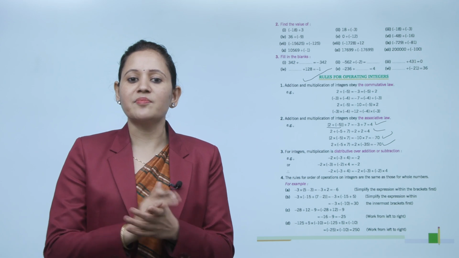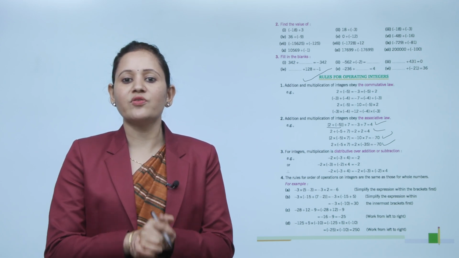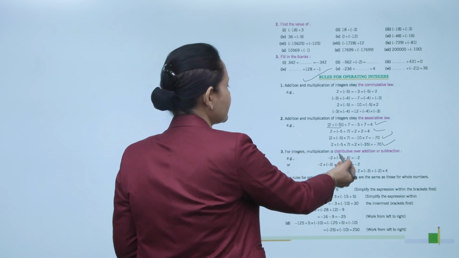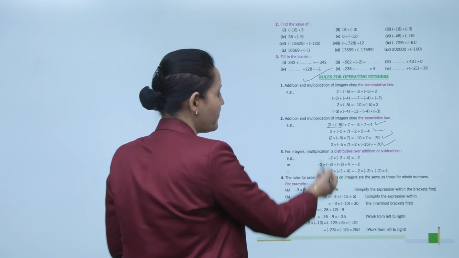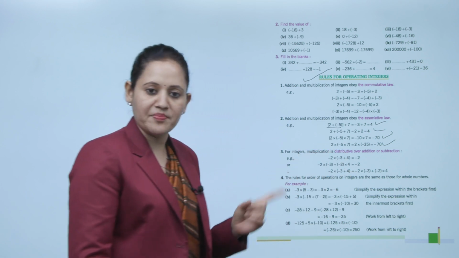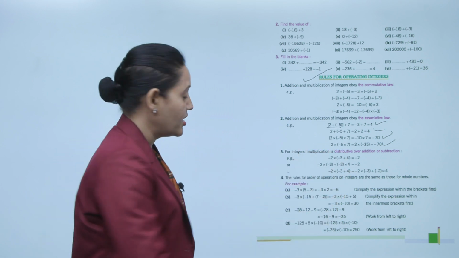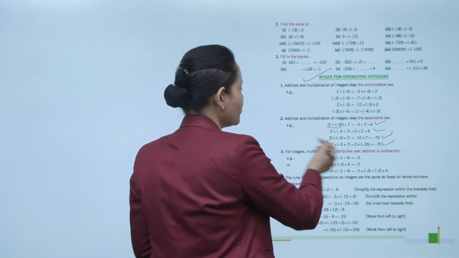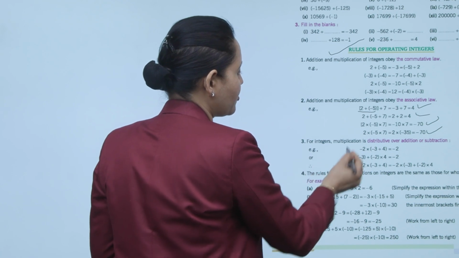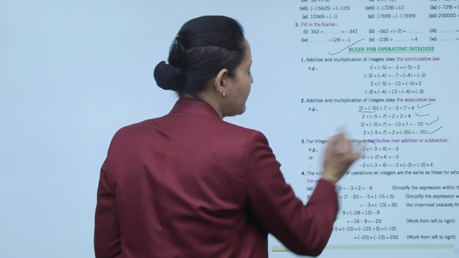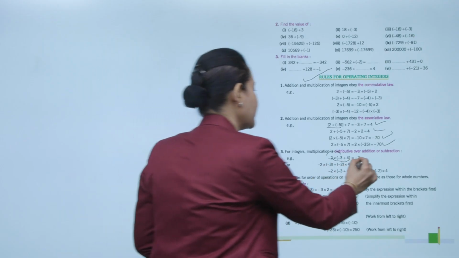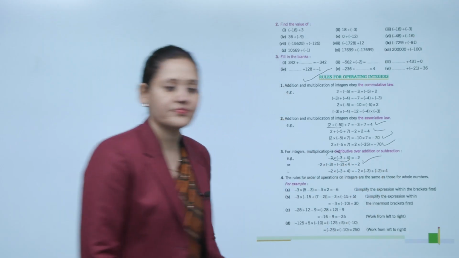Third, for integers, multiplication is distributive over addition or subtraction. Like here, -2 multiplied by (-3 plus 4). So -2 को मल्टीप्लाई करेंगे, -3 plus 4, that is 1, multiplied by -2, that is -2. Now we are using the distributive property over addition. So what we are doing: -2 multiplied by -3 plus -2 multiplied by 4. So ये हो जाएगा, that is equal to -2.